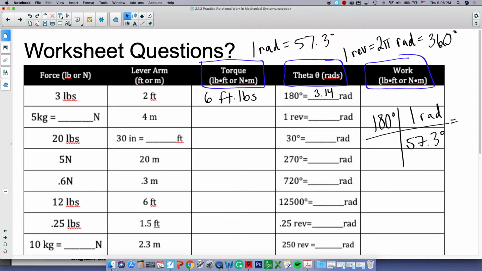So let's get rid of this. And now we can just multiply from left to right. So it's torque times theta. So that's 3.14, which is just pi, times 6. And we get 18.85. I like to go to the second place. So that's 18.85 foot-pounds or pound-foot. I think work is written in pound-foot, but foot-pounds is better. Let's just write foot-pounds.